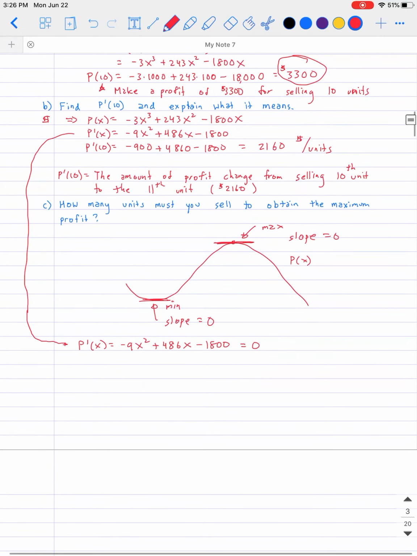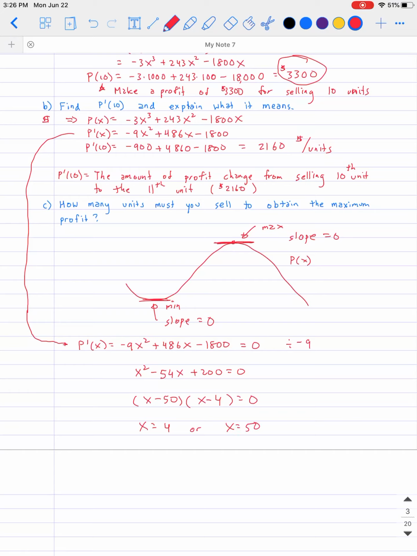Now, unlike the one before, I think we can clean this up a little bit because I noticed that everything is divisible by negative 9. That makes it a lot nicer. So we're going to divide both sides by negative 9, and I can do that because the other side is equal to 0. So we get x squared minus 54x plus 200 is equal to 0. And lo and behold, we can factor this into something nice. That's x minus 50 multiplied by x minus 4 is equal to 0. So that tells me x is equal to 4 or x is equal to 50.